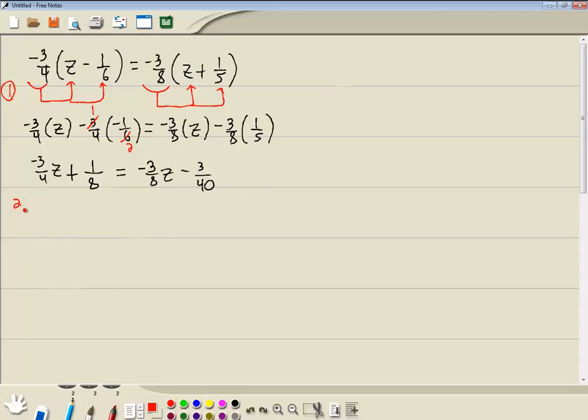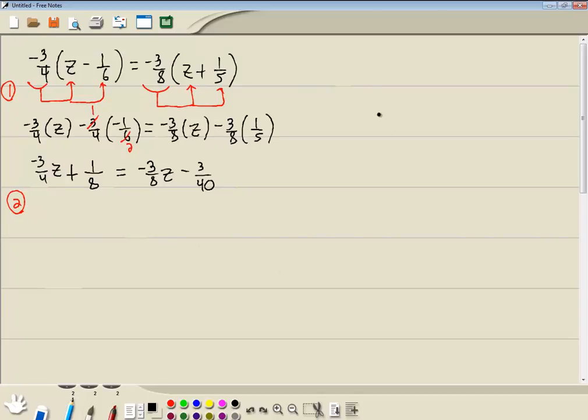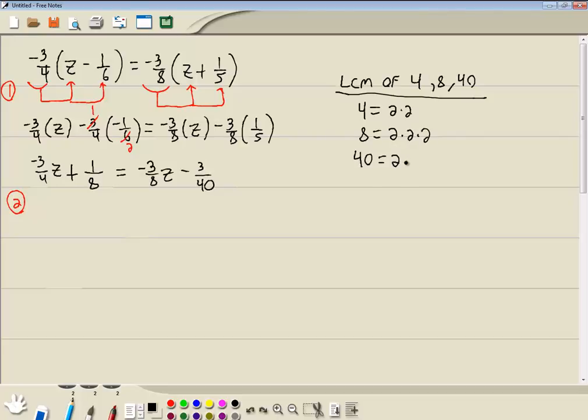Step 2. Get rid of fractions. Multiply everything by the LCM of all the denominators. So we're going to find the LCM of 4, 8, and 40. Well, we do the prime factorization of each number. 4 is 2 times 2. 8 is 2 times 2 times 2. And 40 is 2 times 2 times 2 times 5.